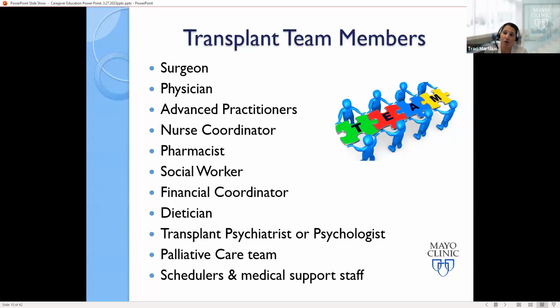Palliative care team manages your quality of life. Schedulers and other medical support staff. These are all members of your team. You may not necessarily see every single member, but they are there for you. So for example, I may not have seen the psychiatrist, but maybe I'm waiting a year or two on the transplant list. I'm becoming more depressed or anxious, and maybe the social worker, the medical team, or you as a caregiver think that the patient needs to see the psychiatrist. Those are not bad things. These team members are there to help support the patient, which in turn helps support you as a caregiver as well.